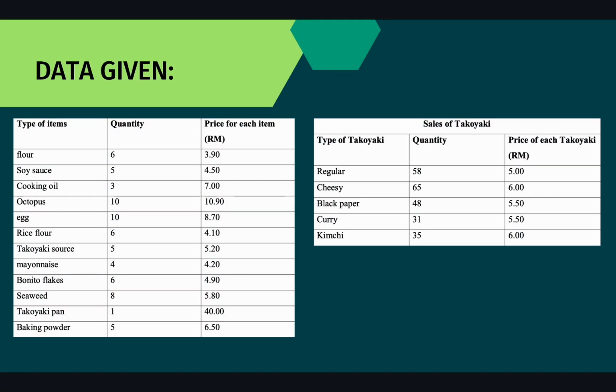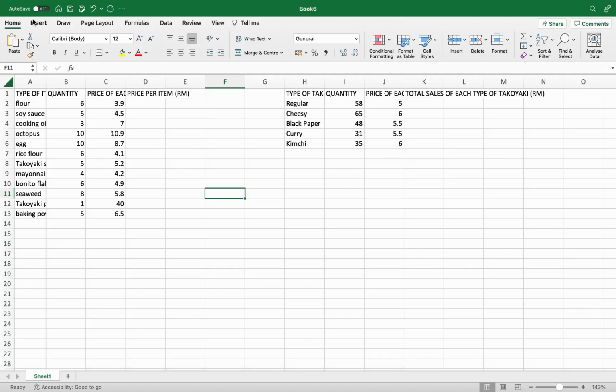This is the data given for the items that Ahmad bought and the data given for the sales of takoyaki. Now, I had already opened Microsoft Excel. As you guys can see, I had already filled the data given from the slide into each cell. So now let's focus on the first table.